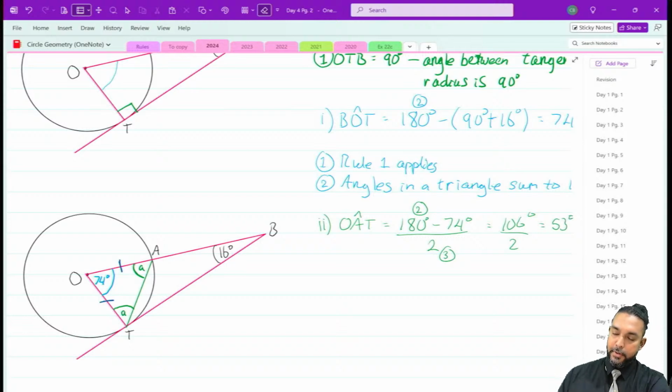Very good. Right? So you can see rule 2 applies, or rule 2 from above applies, but you don't want to use too many words because, again, you don't want to have to write the same thing over and over too many times. So rule 2 applies. And then 3 is that base angles of an isosceles triangle are equal.